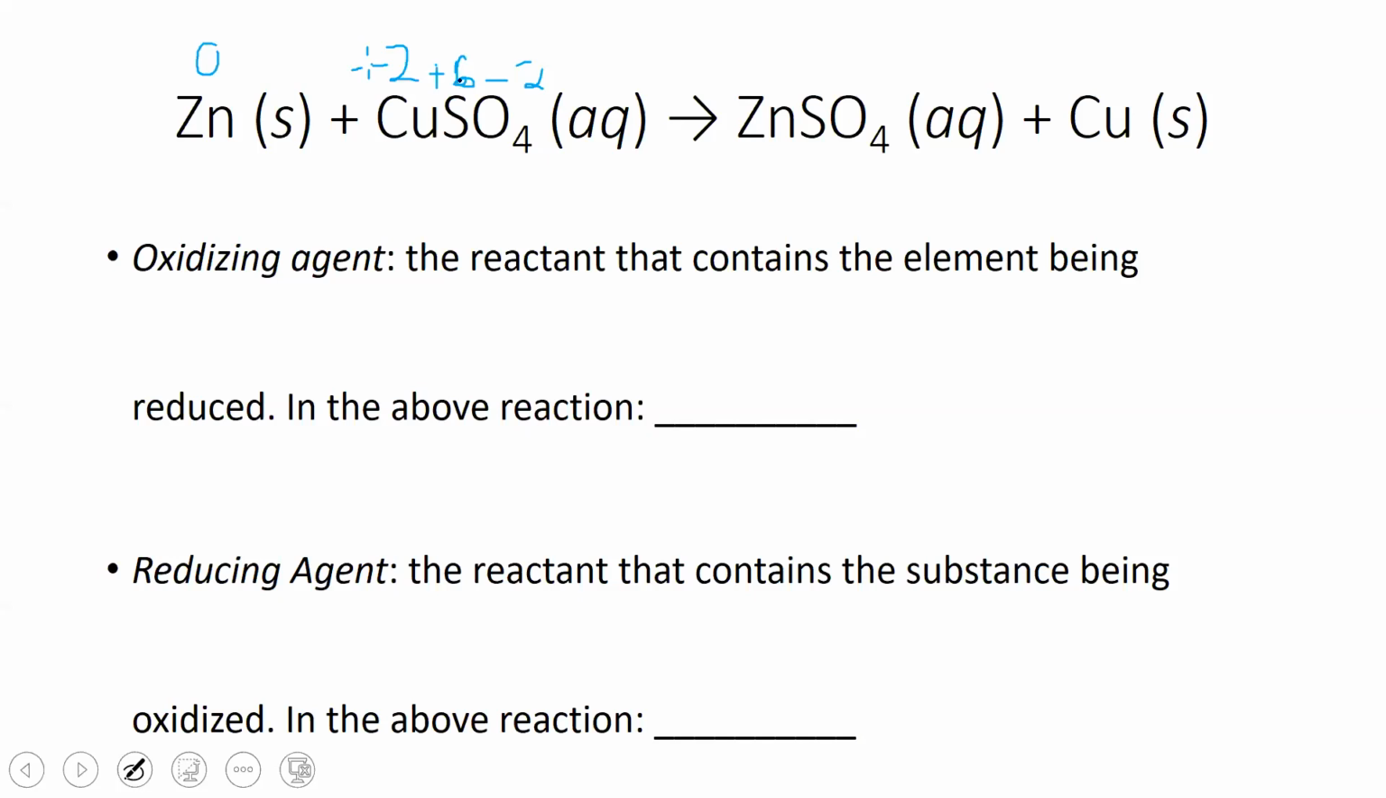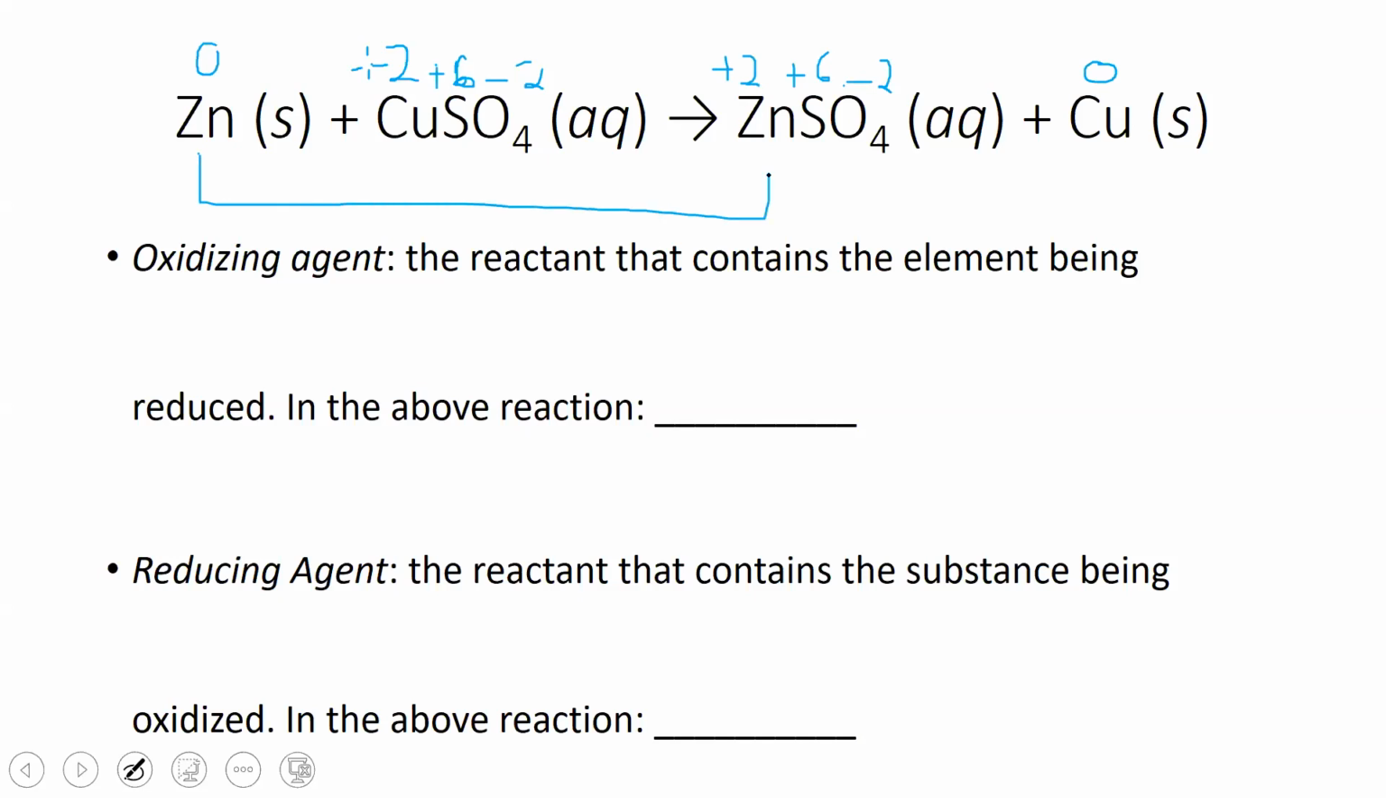So we can go on to the other side. On the other side, the zinc is attached to a sulfate. Sulfate's -2, so zinc there must be +2. The oxygen doesn't change, it's still a -2. The sulfur is still part of sulfate, so it's still a +6. And then the copper over here is by itself, so that's a 0.